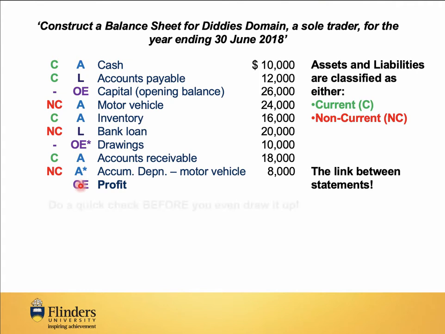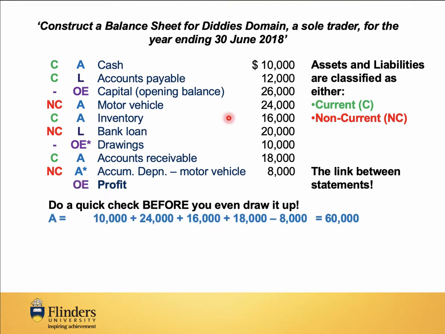So even before we draw it up, let's quickly check that we're doing it correctly. So let's add up all of the assets because we have them. So the assets, 10,000 cash, plus we have motor vehicle, 24,000. We have inventory 16,000 plus accounts receivable 18,000 minus the accumulated depreciation, which is a contra asset, 8,000. So adding all of these up, deducting the accumulated depreciation, gives us 60,000.